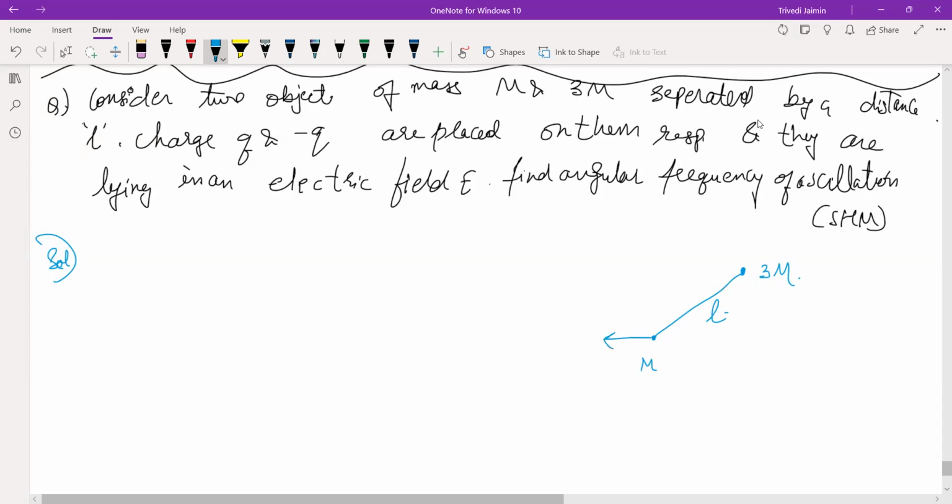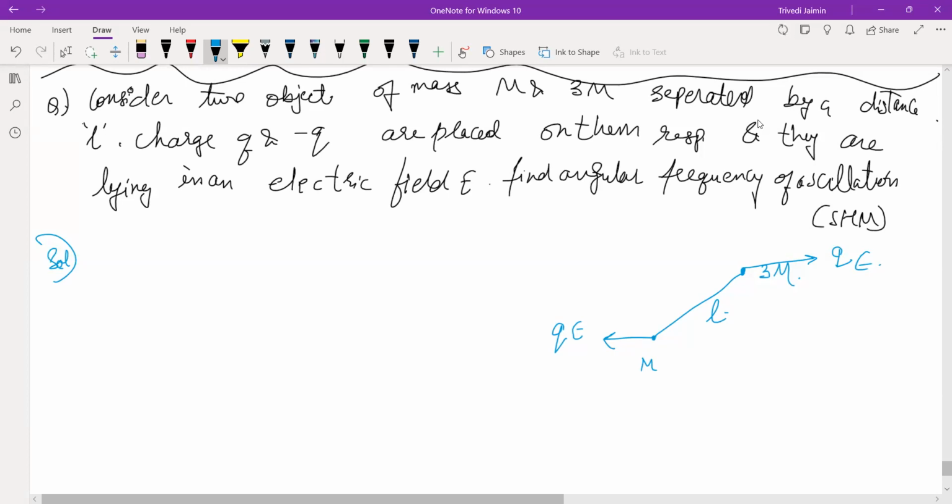This is some CET question. The charges are placed on them respectively, so the force will be QE. They are lying in an electric field, and we need to find the angular frequency.